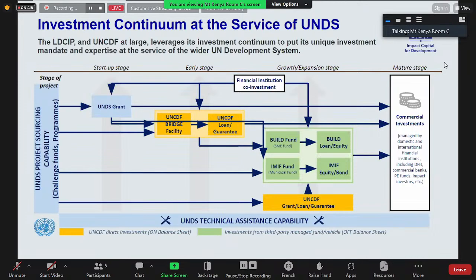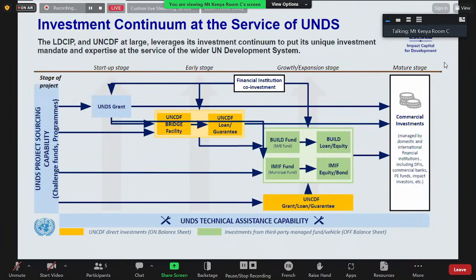The first funding vehicle is on balance sheet. What does it mean on balance sheet? Which means it's from our sources as UNCDF. It's called the bridge window. And in the bridge window, we can deploy either concessional loans or guarantees. The concessional loan is a liquidity or funding vehicle, while the guarantee is a de-risking mechanism. So we can de-risk. I'll speak about the de-risking and the funding later in the examples.